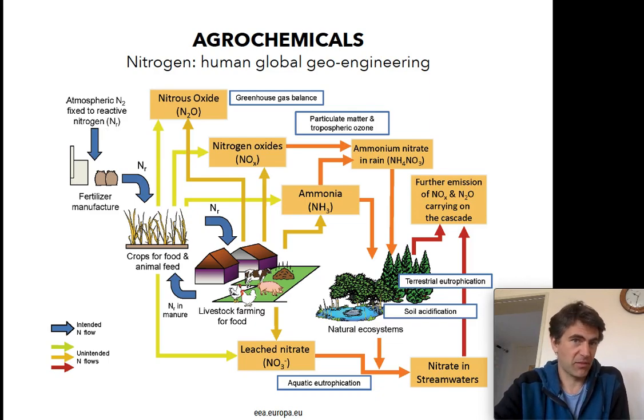And that's all very nice, but essentially that nitrogen ends up in lots of different places. It ends up in the atmosphere as nitrous oxide, nitrogen oxides, ammonia. It ends up leaching into the ground, into water. So there are various ways in which this is basically traveling through the environment.